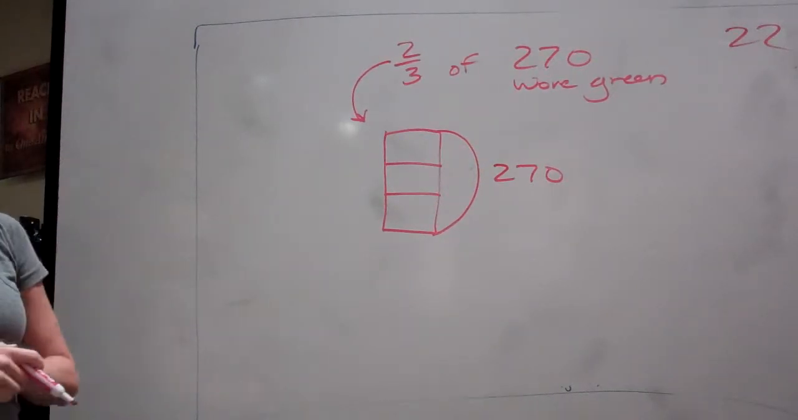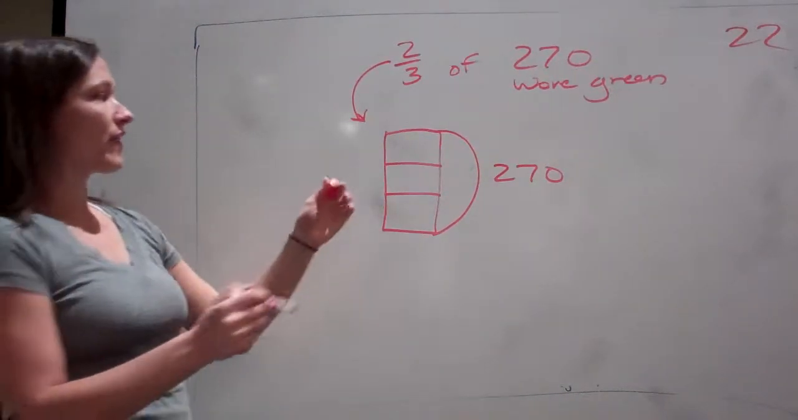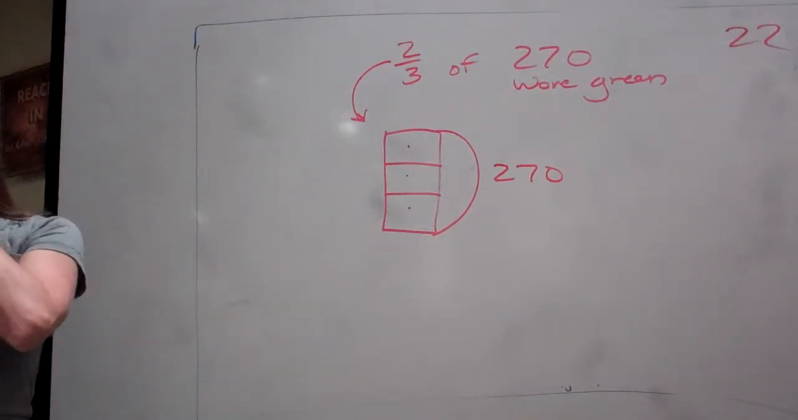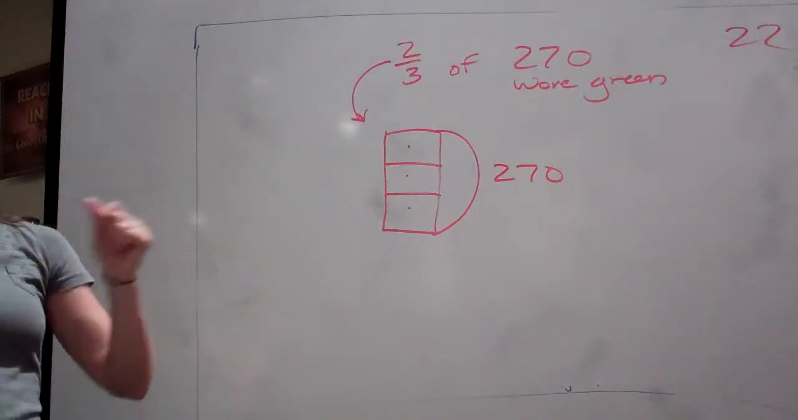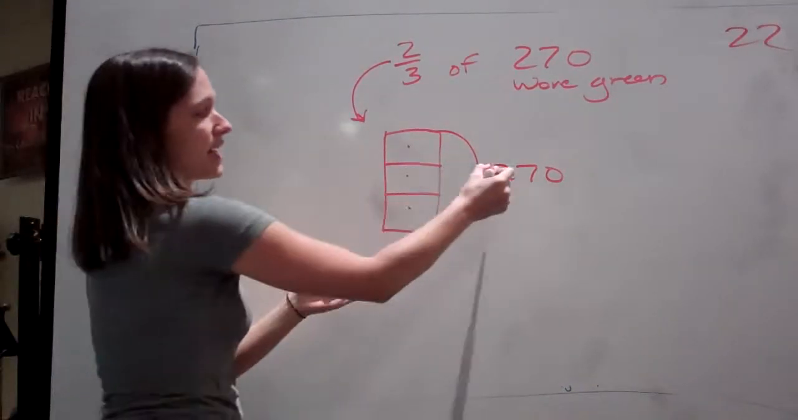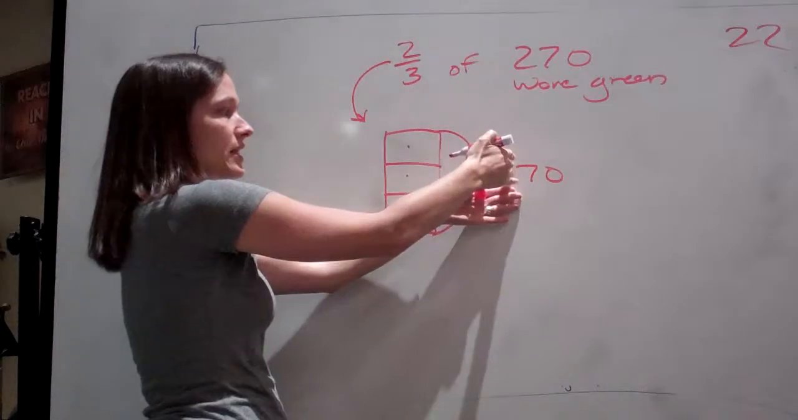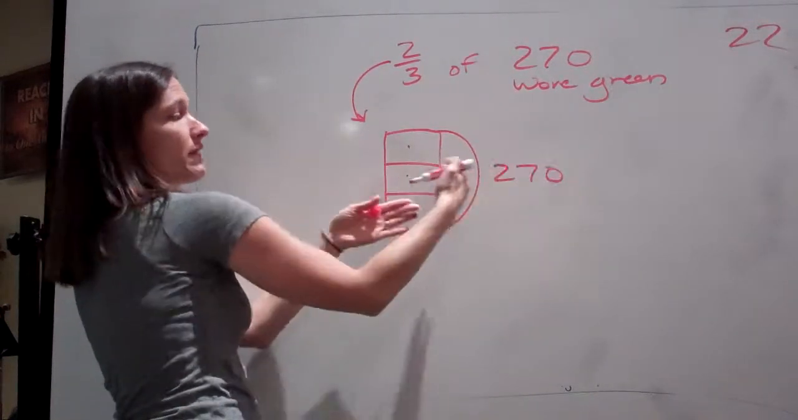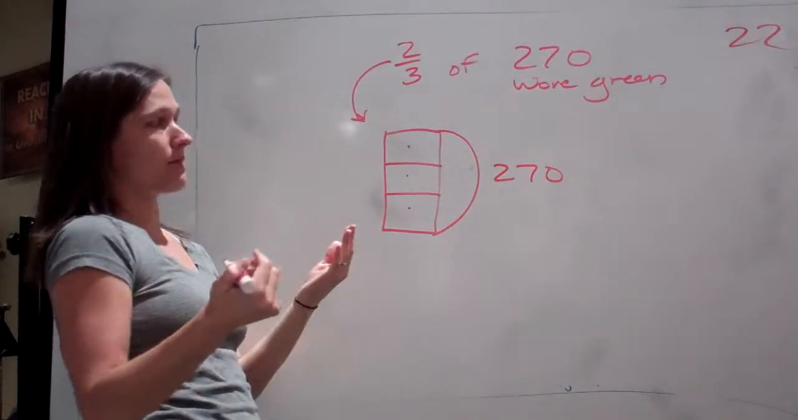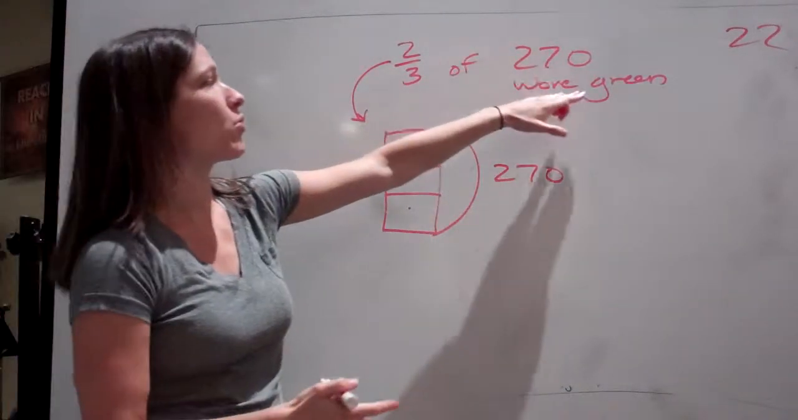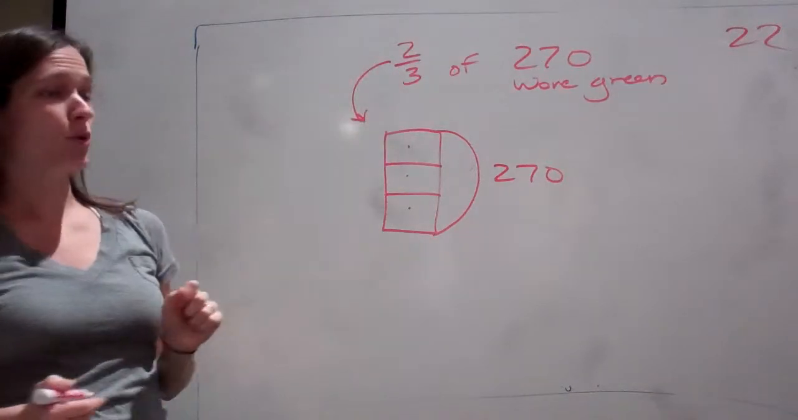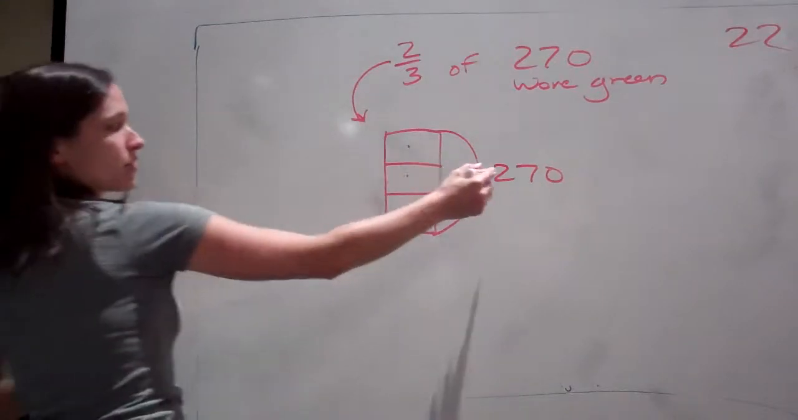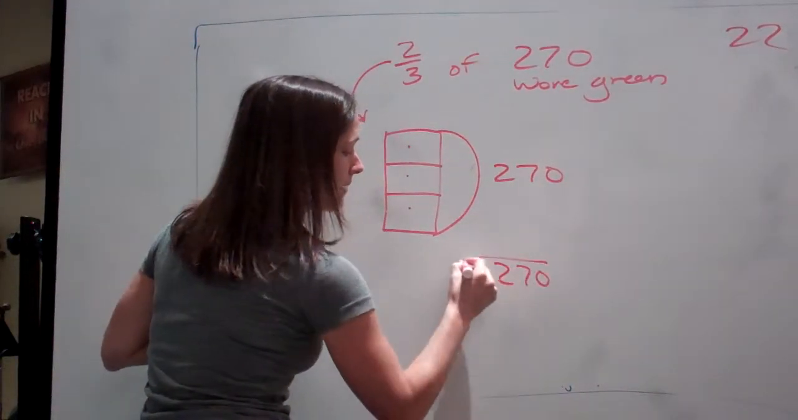Everybody understand that? All right, now, how do I figure out what is in each of these groups? Divide by 3. Why by 3? Because there's 3 different sections. So basically, let's say I had 270 cookies, and I'm dividing into 3 different groups. I would divide 270 divided by 3. Well, here we're not talking about cookies. We're talking about how many people wore green. 2 out of 3 people wore green that were out of 270. Okay? So we do 270 divided by 3.